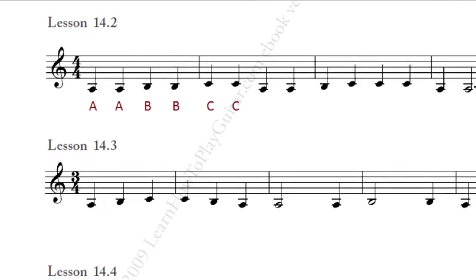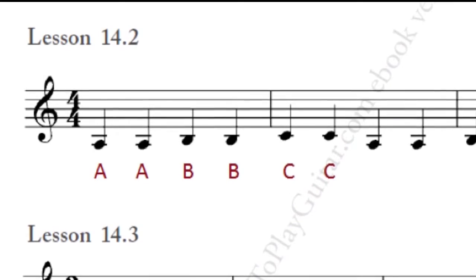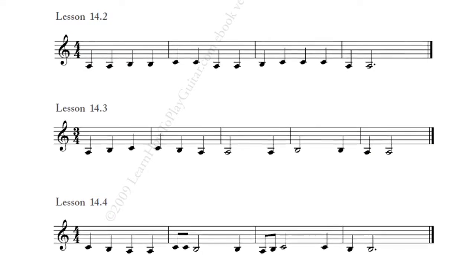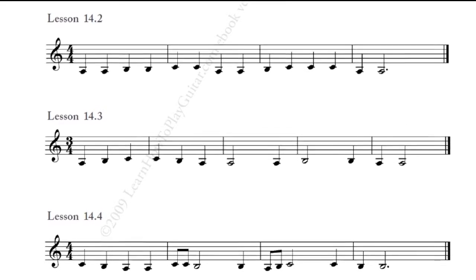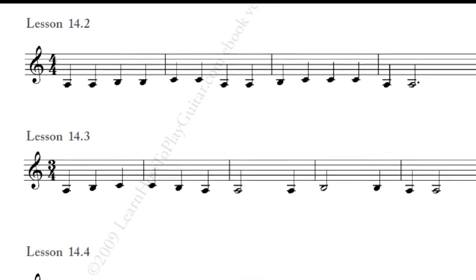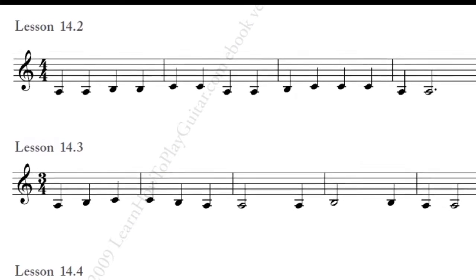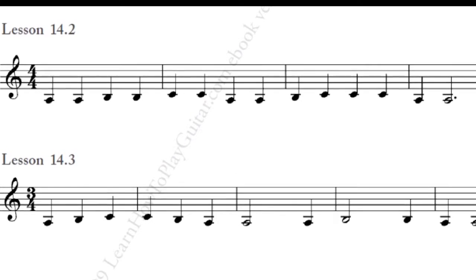So if we look at lesson 14.2 and 14.3, lesson 14.2 would be A, B, B, C, C, A, B, C, C, C, A.